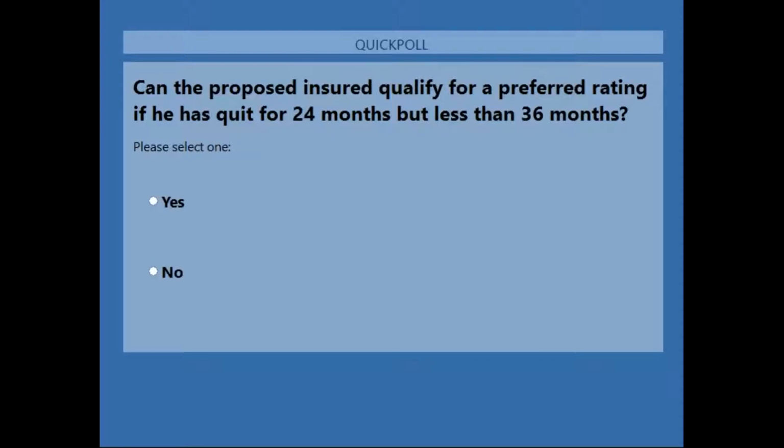Once again, I ask that you take the time to answer the question. A little bit trickier here. Can the proposed insured qualify for a preferred rating if they have been a non-tobacco user for 24 months, but less than 3 years? So again, 24 months they've been quit. Let's just say 25 months, but they haven't hit the 3-year window yet. Can they qualify for a preferred rating?